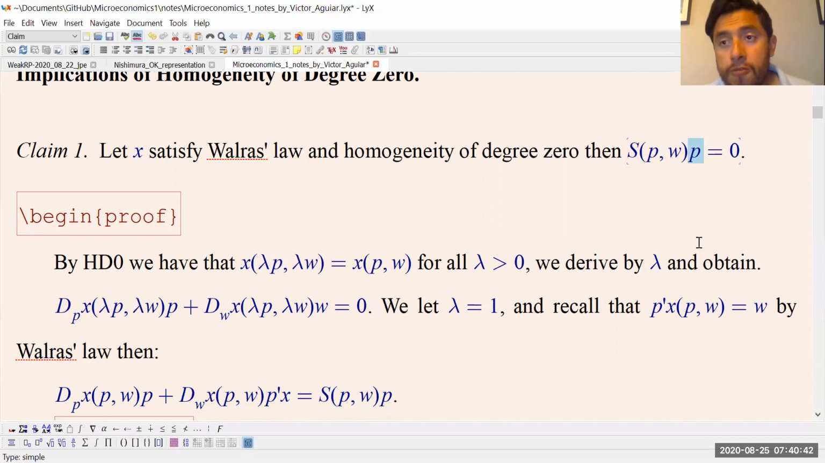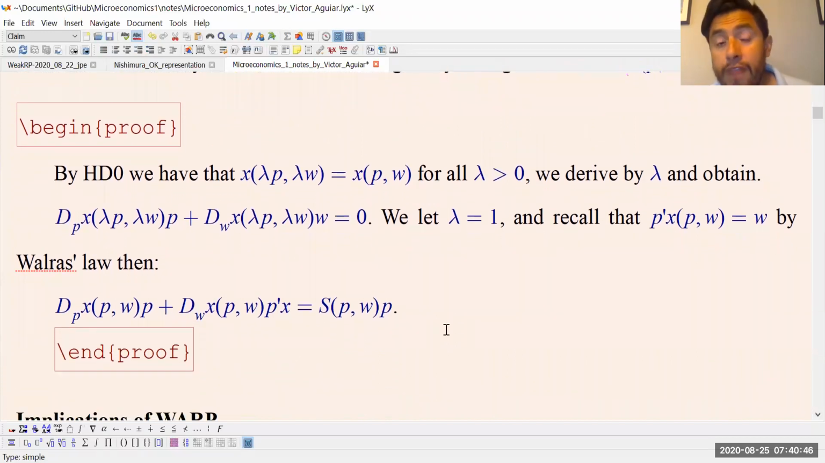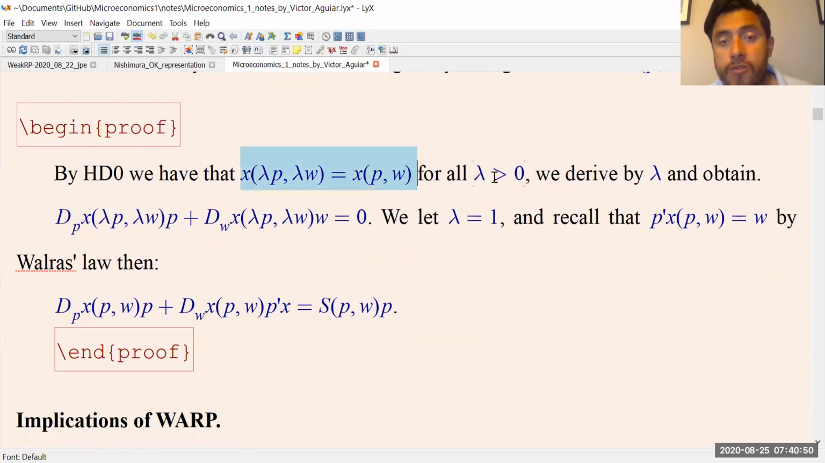You can do the proof yourselves. It's very simple and nice to do. You only have to derive the homogeneity of degree 0 with respect to the parameter lambda, and then you obtain this rule.